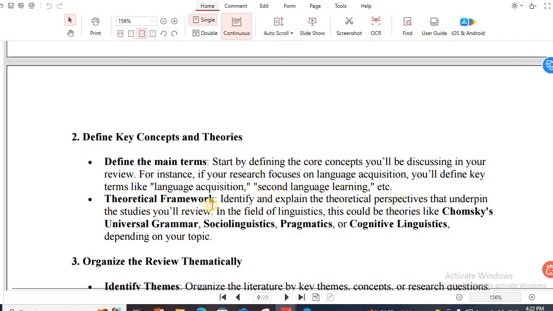How about the theoretical framework? Identify and explain the theoretical perspectives that underpin the studies you will review in the field of linguistics. This could be theories like Chomsky's universal grammar, sociolinguistics, pragmatics, or cognitive linguistics, depending on your topic.